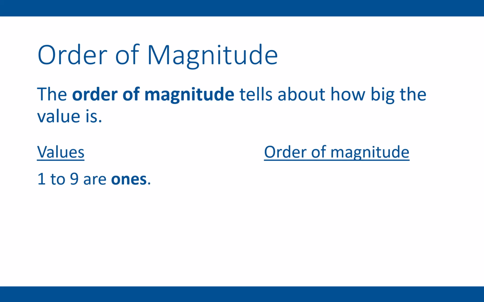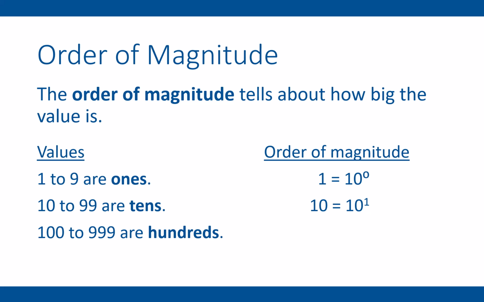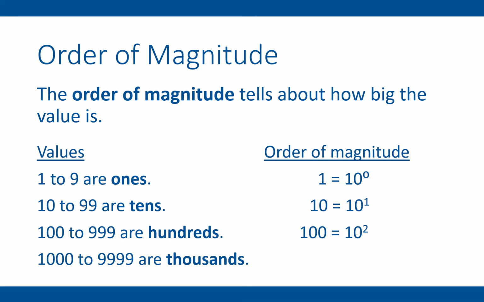Numbers from 1 to 9 are ones. The order of magnitude is 10 to the power 0. Numbers from 10 to 99 are tens. The order of magnitude is 10 to the power 1. From 100 to 999 are hundreds, 10 to the power 2. From 1,000 to 9,999 are thousands, 10 to the power 3. The power of 10 gives us a rough idea of the size, or magnitude, of the number.